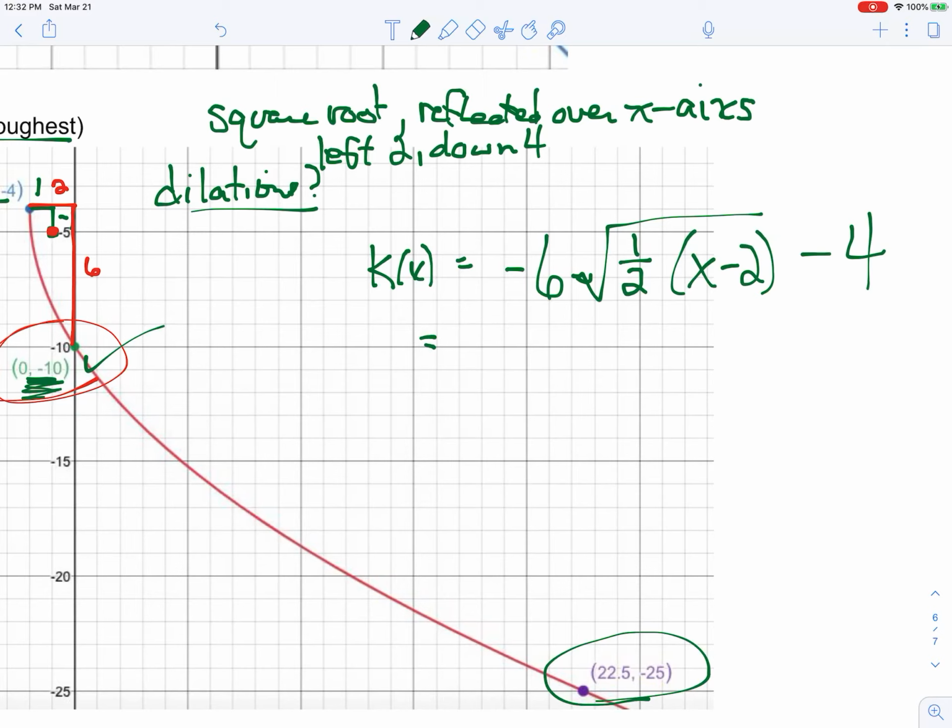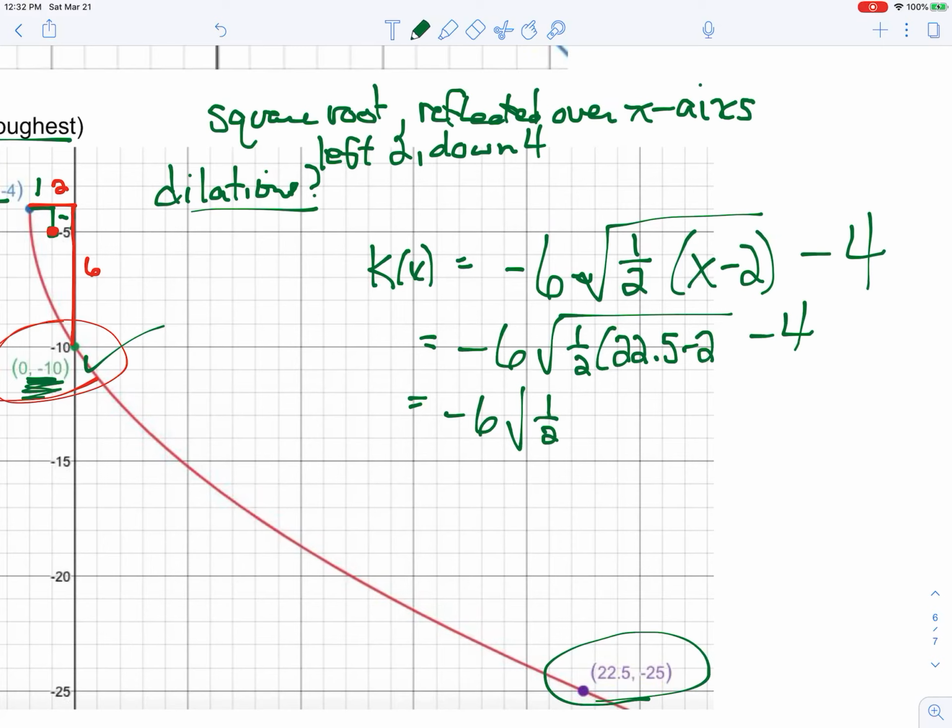Let's put in 22.5. So -6 times the square root of 1/2 times 22.5 minus 2 minus 4. Hold on a second, if I want to go to left 2, I should make that a plus. Make that a plus. Hopefully you weren't screaming at me for too long. I made it a plus. That's going to make it 24.5 in the square root sign minus 4.